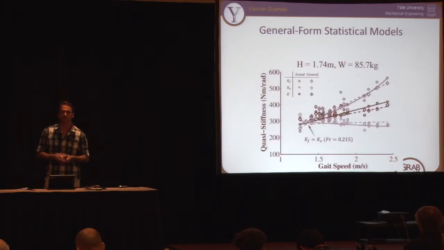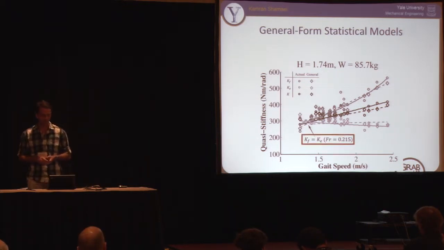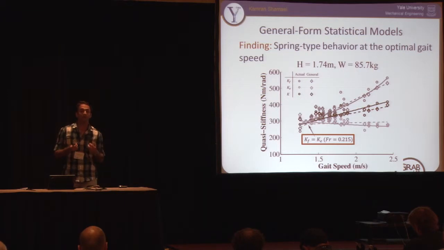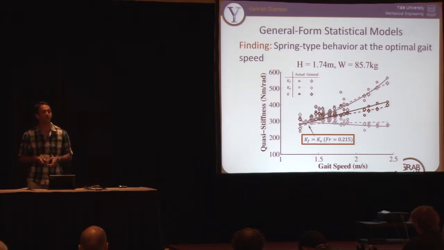Here you can see the results of these models for one of the subjects with a reasonable gait speed. One of the interesting findings out of this research was that almost all subjects exhibit identical quasi-stiffnesses in the flexion phase and extension phase at the preferred gait speed. In other words, the knee tries to employ a spring-type behavior at the preferred gait speed to maximize the energy recovery.